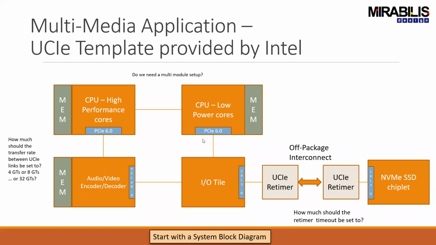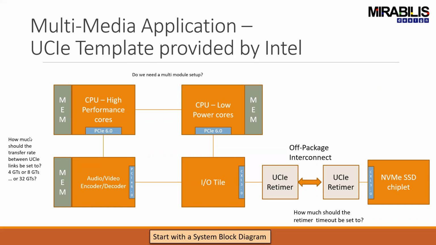Now, the typical basic question you would ask is, what should be the transfer rate between all of these interfaces? Because remember, the number of wires has a huge impact on your cost and power consumption. At the same time, if you have too much bandwidth, you're just wasting die space. So a lot of considerations have to be made in selecting the right transfer rate between these different dies. Of course, on the UCIe retimer itself, what should be the retimer timeout duration?